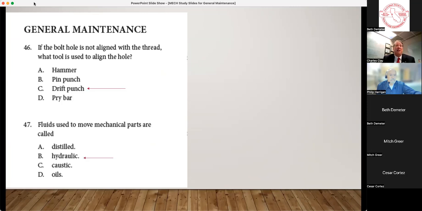It's a drift pin, a drift punch. If you remember those punches up there, they show one that's used for alignment, but a drift punch is one that's used quite a bit to align bolt holes to make sure that you can bolt a piece of equipment together. Fluid used to move mechanical parts is called hydraulics. It's hydraulic oil, but it's hydraulics. So it can be a lot of different pieces of that as well. Next slide, please.